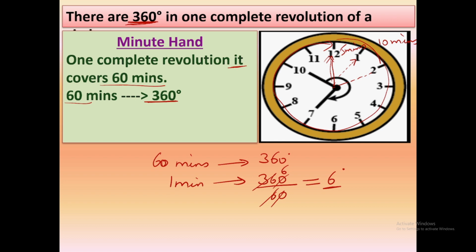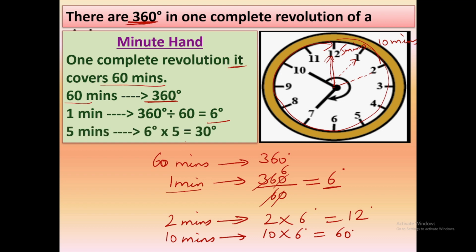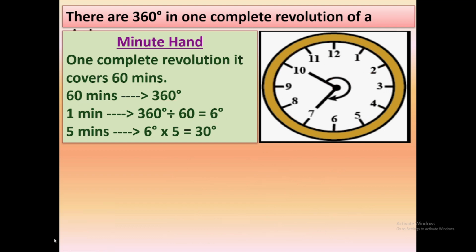Now the question comes, when you know it for 1 minute, in 2 minutes how many degrees does the minute hand cover? That is 2 into 6 degrees, that is 12 degrees. In 10 minutes, 10 into 6 degrees, that is 60 degrees. And in 5 minutes it will cover 5 into 6 degrees, that is 30 degrees. Hope this is clear to all of you.